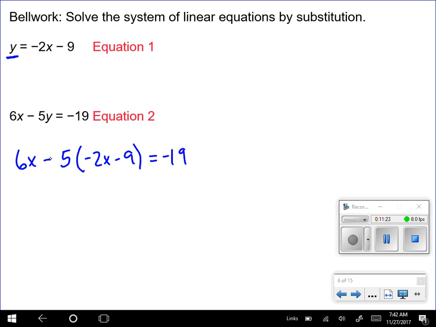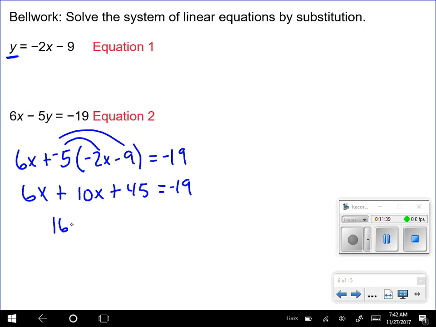So be careful with your sign here. I'm going to distribute my negative 5. Okay, and then I need to combine some like terms. So I get 16x plus 45 equals negative 19. Finally, I need to subtract 45 from both sides.